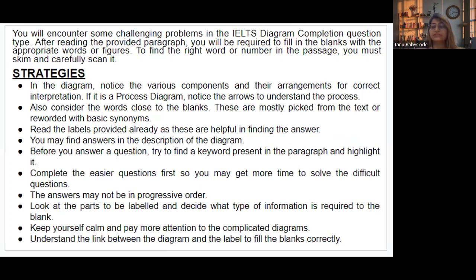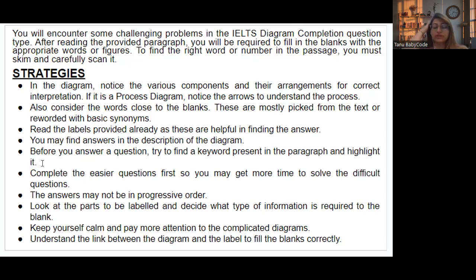In the diagram, please notice various components and their arrangements for correct interpretation. If it's a process diagram, look for arrows. Notice the arrows so you can understand the process. Also consider the words which are close to blanks. These are mostly picked from text and they will be reworded with a basic synonym. Read the labels provided already as these are helpful in finding the answer. You may find answers in the description of the diagram.